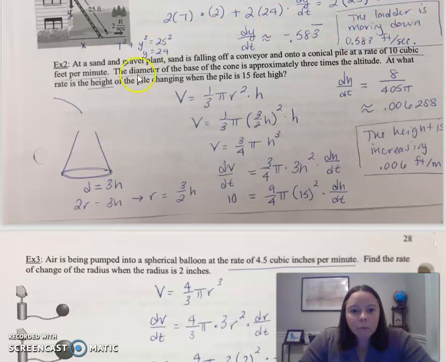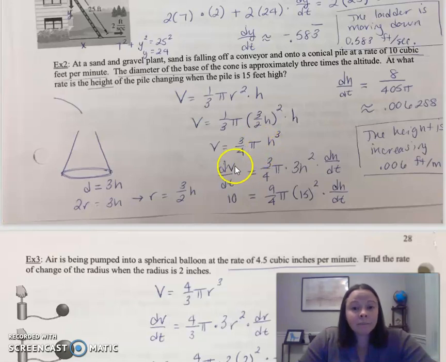But they gave you a really helpful part. It says the diameter of the base of the cone is approximately 3 times the altitude. So notice I came over here. Diameter is 3 times the altitude. Diameter is 2 times r, and I was able to solve for r and plug this in. Notice before I've done my derivative. And I want it in terms of h because that's what it's asking. At what rate is the height changing? So I don't want to make this in terms of r. I don't care about the radius changing. So now I've got a new formula that's now only 2 variables.